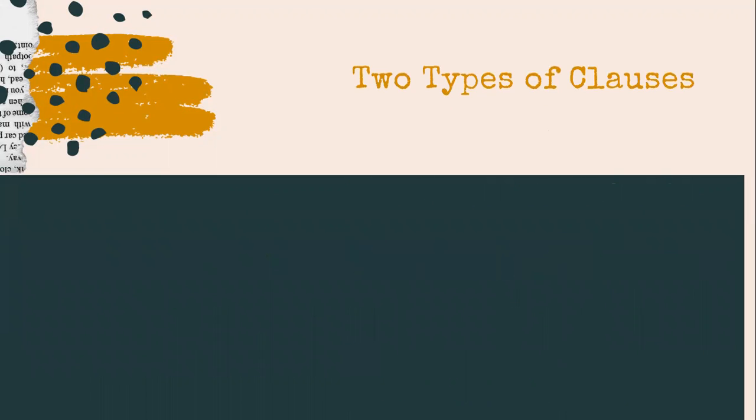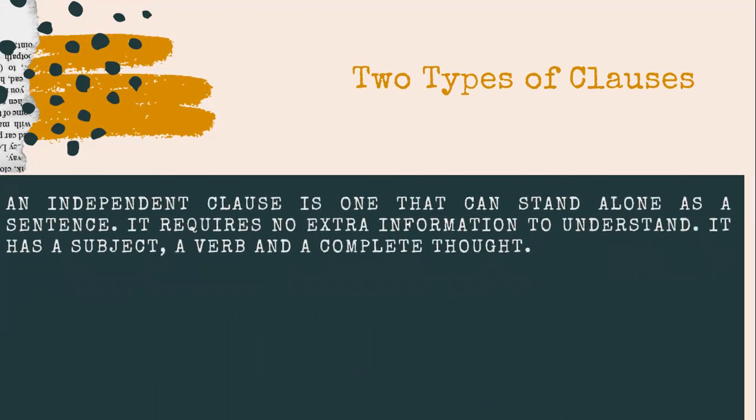So there are two types of clauses. The first one is the independent clause. It is the one that can stand alone as a sentence. It requires no extra information to understand. It has a subject, a verb, and a complete thought. So again, the first type of clause is the independent clause. That's why it is called independent, because it can stand alone. Why? Because it expresses a complete thought or idea, because it has a subject and a verb.